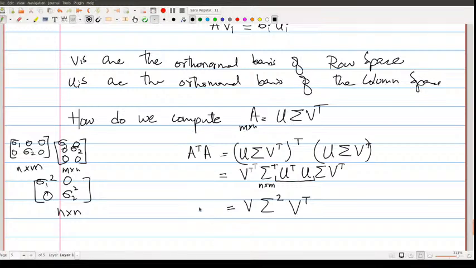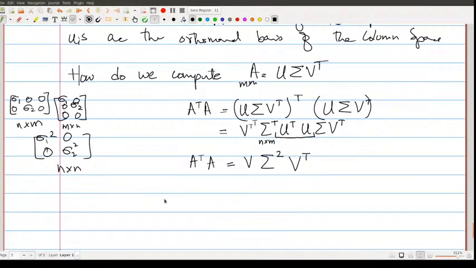V sigma transpose, so A transpose A. Notice what happened. This has become the factorization. This has become the diagonalization of A transpose A, because this is just an orthogonal matrix. This is just its transpose, and this is just some D. This is the same as saying A transpose A equals Q D Q transpose, what we used to do for a symmetric positive definite matrix. So A transpose A is now just a diagonalization problem.